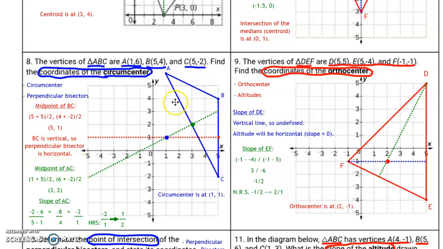For AC, however, finding the midpoint of AC, I was able to find it using the midpoint formula, but then I found the slope of AC.